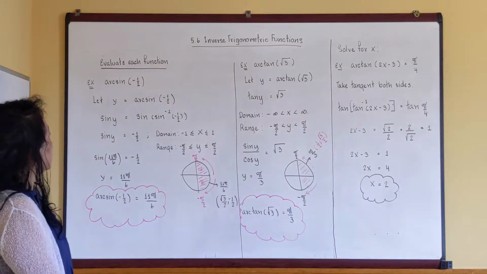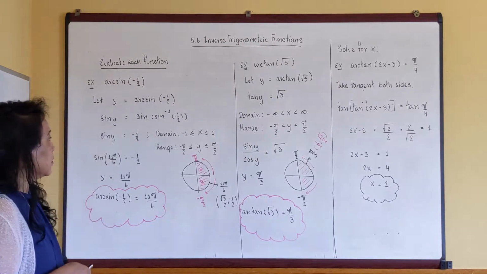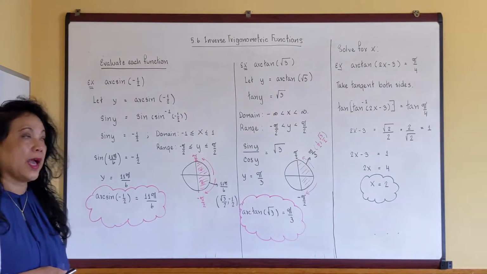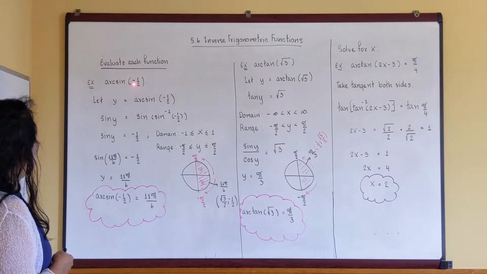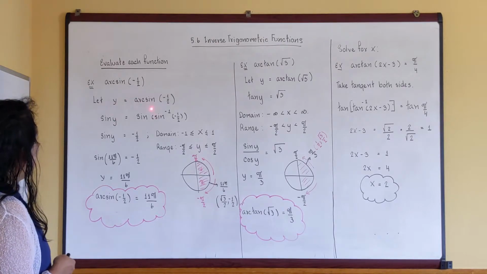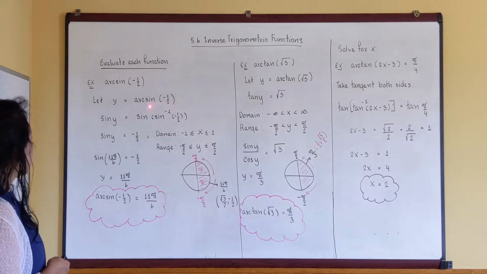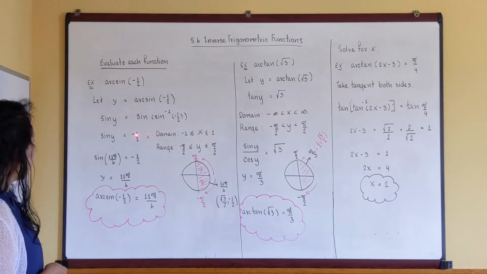Next section, 5.6 inverse trigonometric functions. So this is review of trig, which most or all of you probably have already. Let's say I want to find arcsine of negative 1/2. I set it equal to y, and then I take sine of both the left and right sides. The left hand side I would have sine of y, the right hand side I'm just going to have negative 1/2.